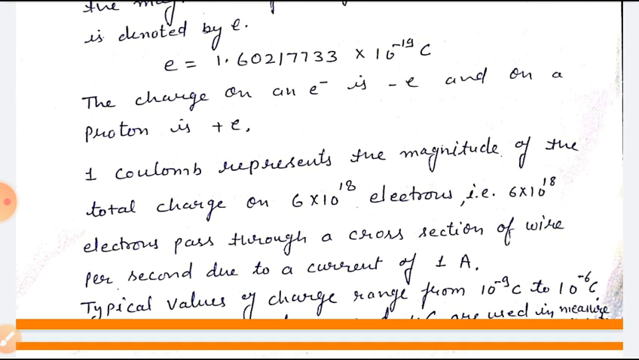So 1 Coulomb represents the magnitude of the total charge on 6 into 10 to the power 18 electrons. It means 6 into 10 to the power 18 electrons pass through a cross section of wire per second due to a current of 1 ampere. Typical values of charge range from 10 to the power minus 9 Coulomb to 10 to the power minus 6 Coulomb. Hence, the nanocoulomb and microcoulomb are used in measurements.